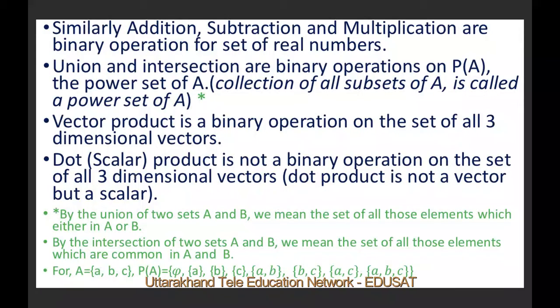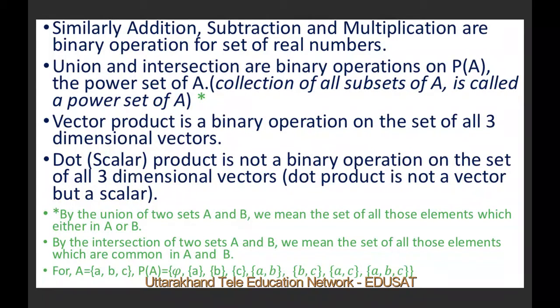Again, vector product is a binary operation on the set of all three-dimensional vectors, because vector product of any vectors is always a vector. Dot product is not a binary operation on the set of all three-dimensional vectors, because dot product of two vectors is not a vector, but it is a scalar. Here I want to remind you some basics also. Union of two sets A and B is the set of all those elements which are either in A or in B.